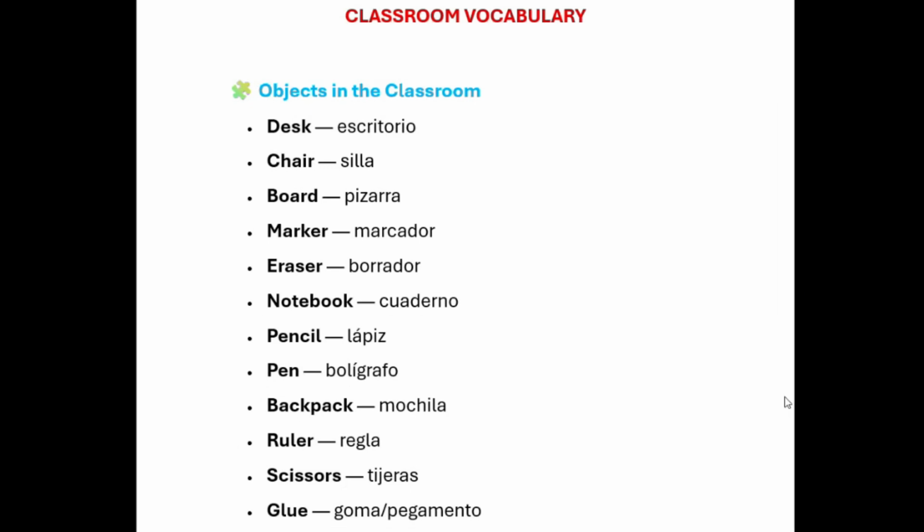Desk, desk. Chair, chair. Board, board. Marker, marker. Eraser, eraser. Notebook, notebook. Pencil, pencil. Pen, pen. Backpack, backpack. Ruler, ruler. Scissors, scissors. Glue, glue.